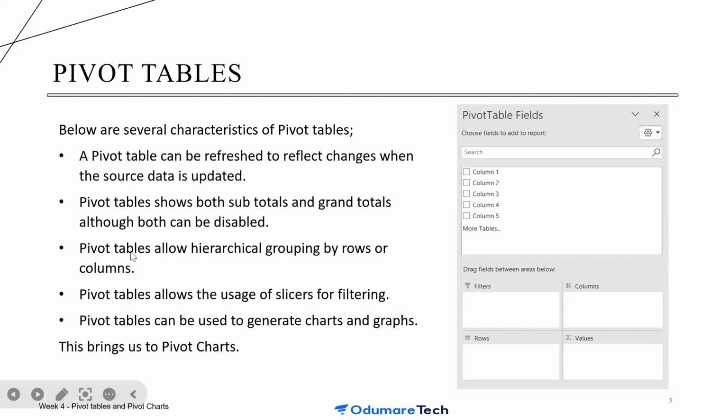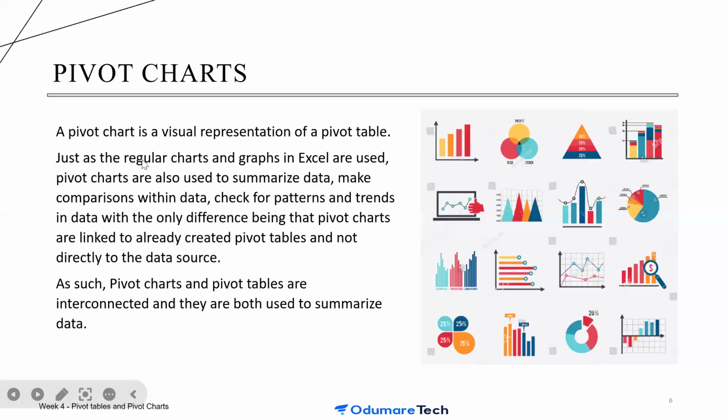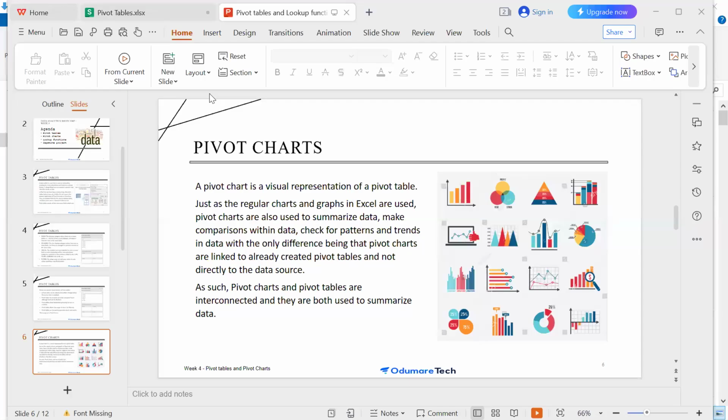All right. So pivot tables allow hierarchical grouping by rows or columns. I hope you understand what that means. Okay, you know what we'll do? Let's start just real quick. Let's start very quickly. So we'll start observing all of these things that have been mentioned one after the other. All right. So let's start.